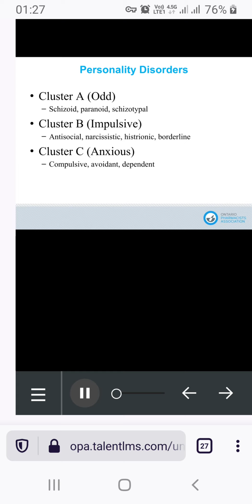Personality disorders. Cluster A, or odd: schizoid, paranoid, and schizotypal. Cluster B, or impulsive: antisocial, narcissistic, histrionic, and borderline. Cluster C, or anxious: obsessive-compulsive, avoidant, and dependent.